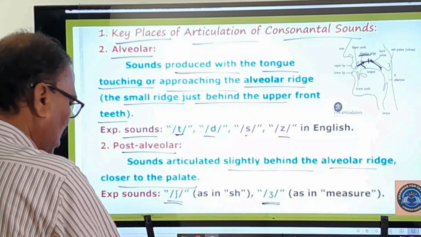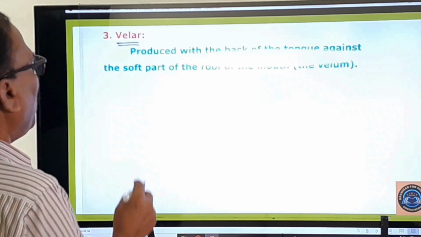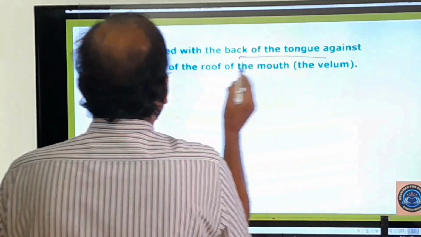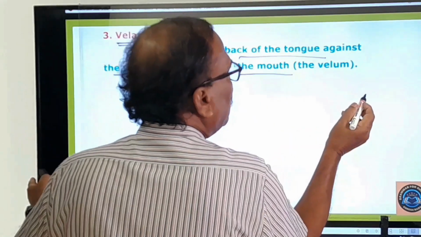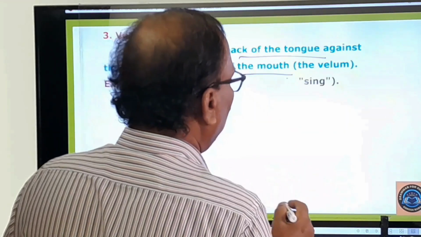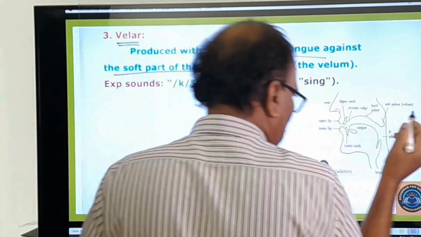Now you move on to the next one. The third one is velar. Velar means produced with the back of the tongue against the soft part of the roof of the mouth. In the mouth, what is that? I'll give you the picture here. This is the soft palate.